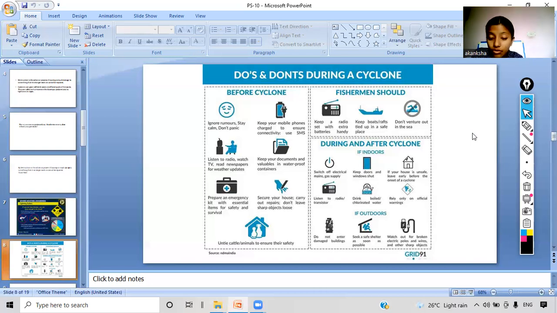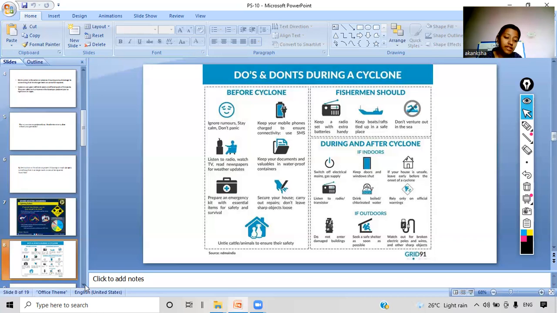And what should we do if we are outdoors? Do not enter damaged buildings because they can collapse at any time. Seek a safe shelter as soon as possible because it will help keep us safe from the cyclone. Yes, very good. And what else should we do? We should watch out for broken electric poles and wires so that we do not get shocked by them. So these were some do's and don'ts.